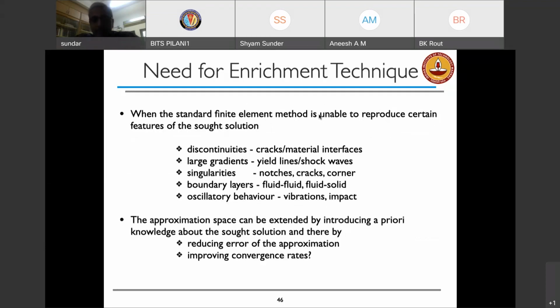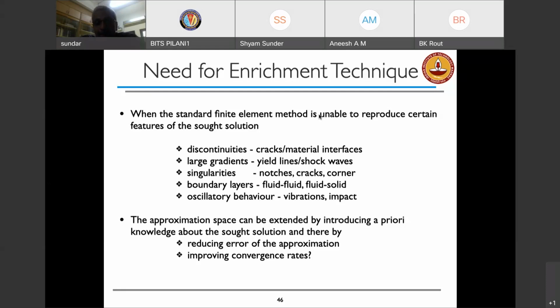So what comes to the rescue is what is called an enrichment technique. There are different situations where enrichment techniques are useful. For example, if you have discontinuities like in a crack, large gradients like re-entrant corners or shock waves, singularities, boundary layers between fluid-fluid or fluid-solid, or highly oscillatory behavior as in vibrations or impact. The basic idea is to expand or extend the known polynomial function space with additional functions, which capture the necessary physics of the problem, right?